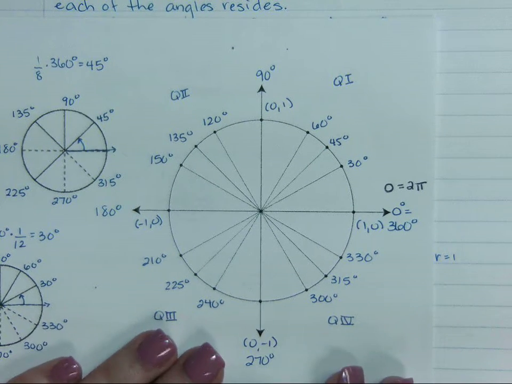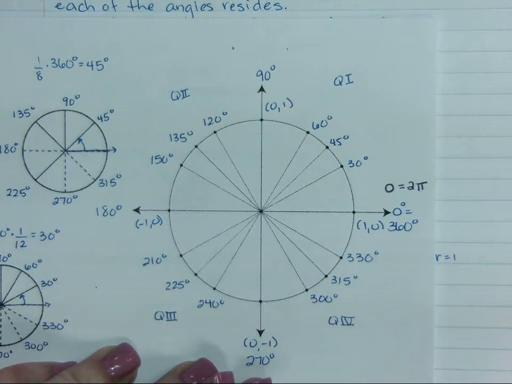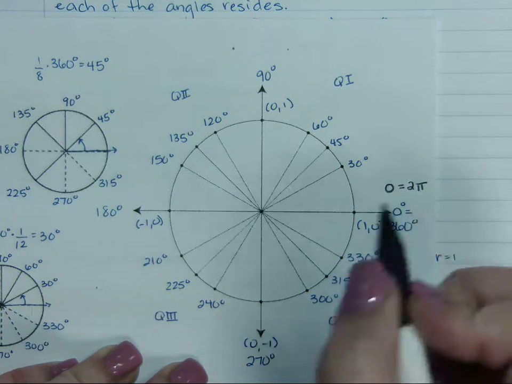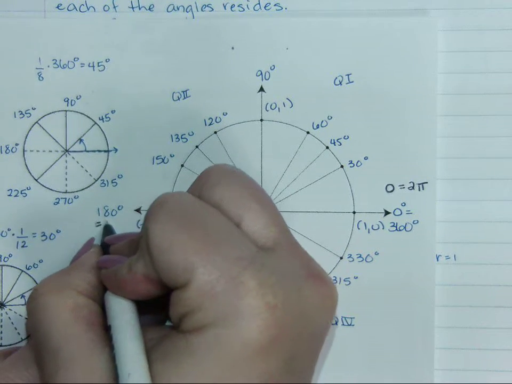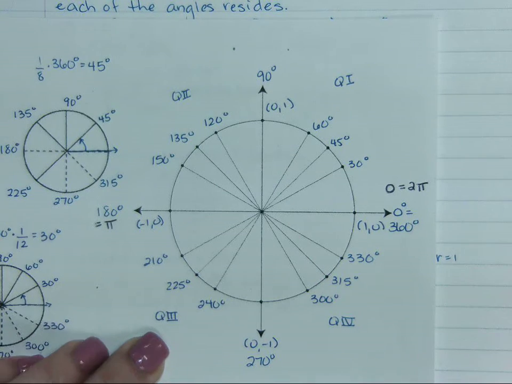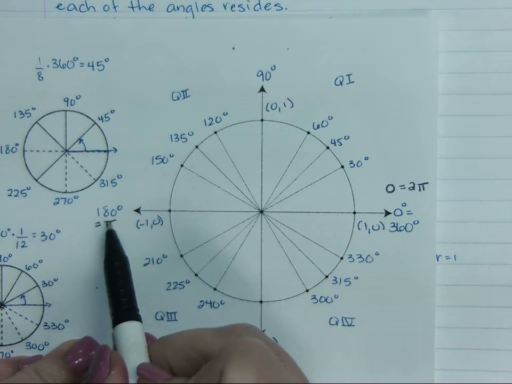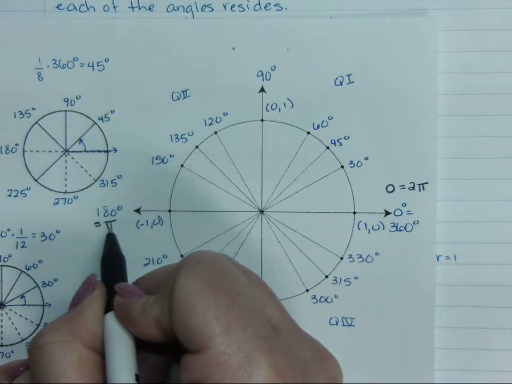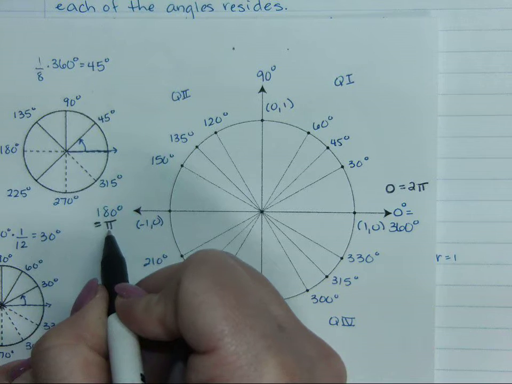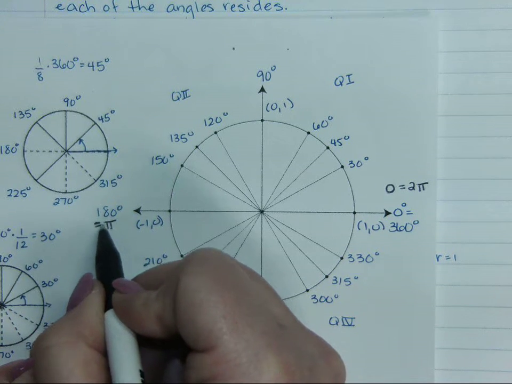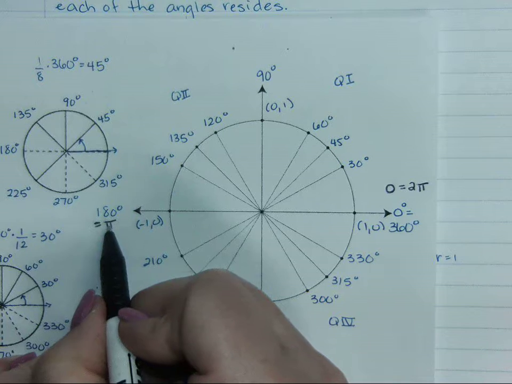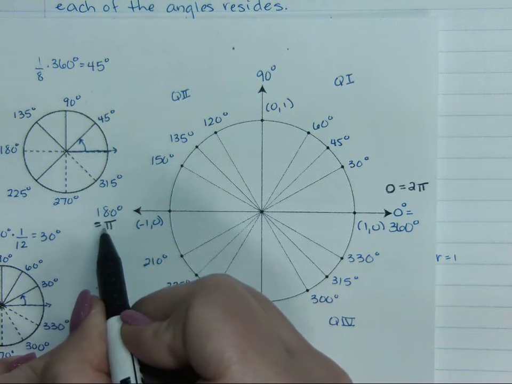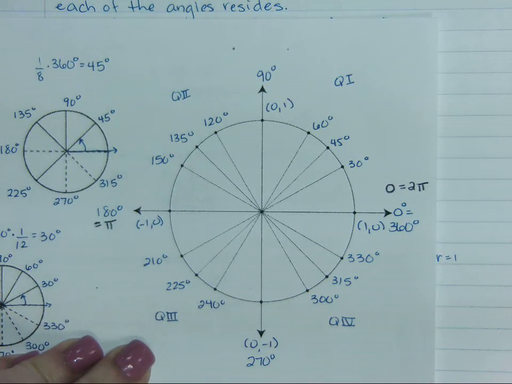If I take the 2 pi and cut it into halves, half of 2 pi means that over here at 180 degrees, the symbol we're going to use is pi. Pi is a number we've talked about before, 3.14 and some change. But when we talk in terms of degree to radian conversion, 180 degrees is in the same place on the unit circle as the pi symbol.